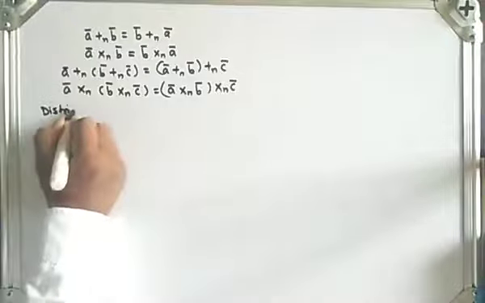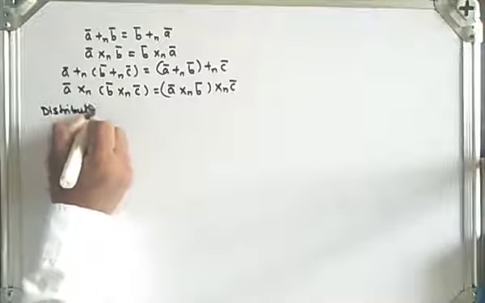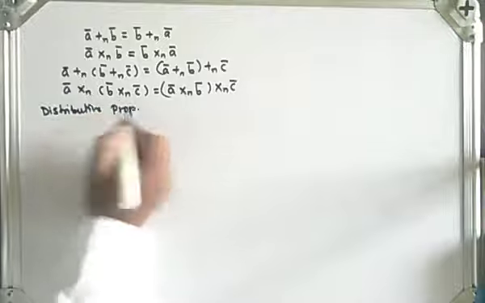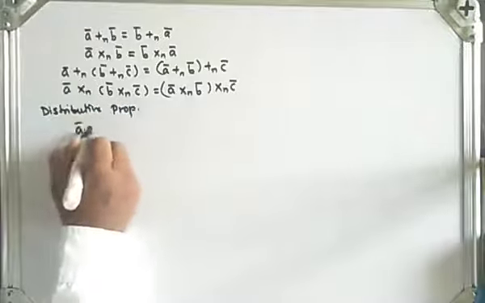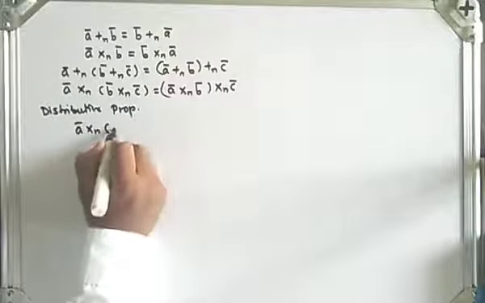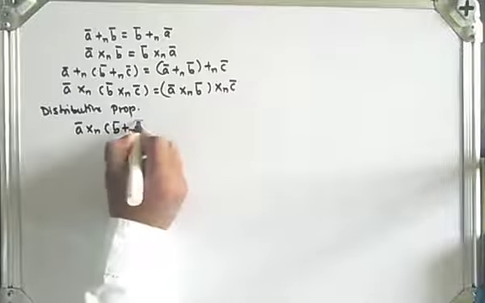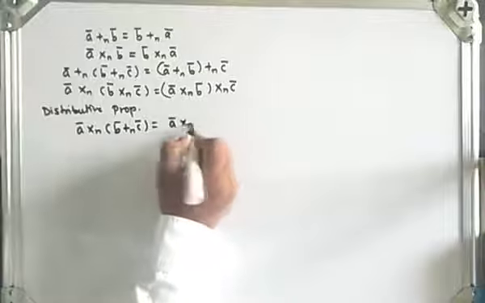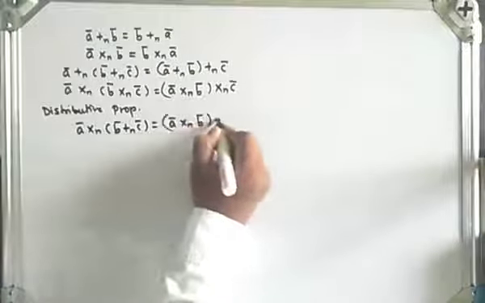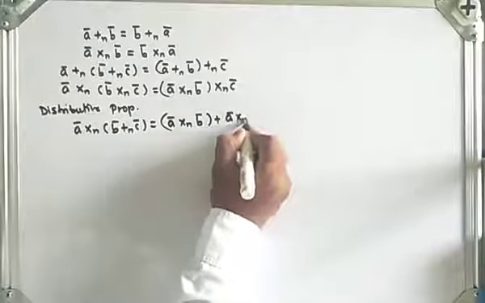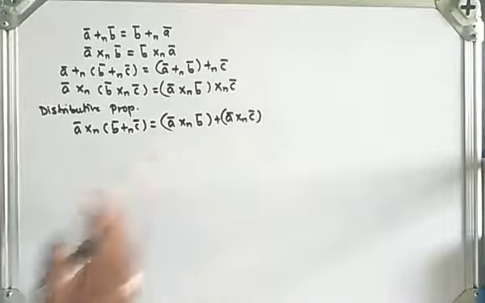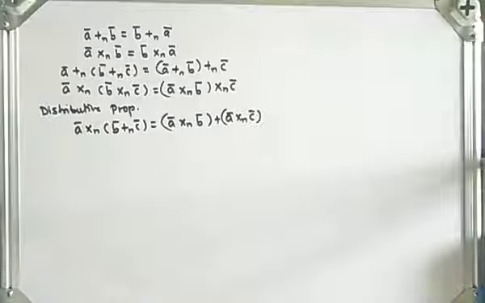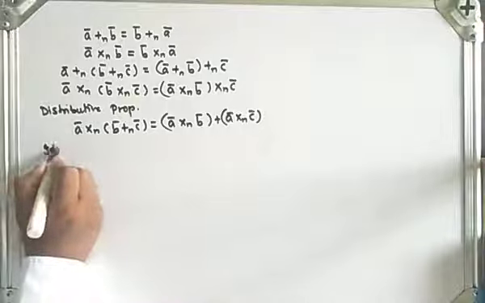The distributive law or distributive property: a bar multiplication modulo n, b bar addition modulo n c bar, can be written as a bar multiplication modulo n b bar plus a bar multiplication modulo n c bar. So this is the distributive property. And next we have seen identity.